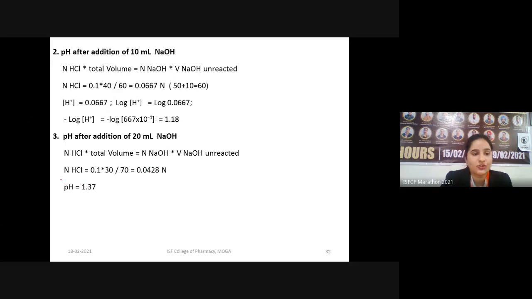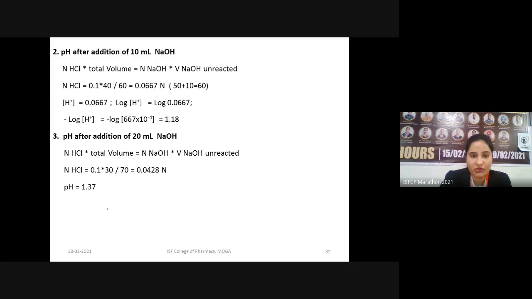So from this again we have calculated the normality of HCl solution at the interval where we have added 20 ml of sodium hydroxide in the solution. Since the normality of the HCl solution here is 0.0428 normal, from here we can calculate the number of proton H+ ions, that is 0.0428. After taking the negative log, we will get the pH, and on calculation we will get the pH to be 1.37.